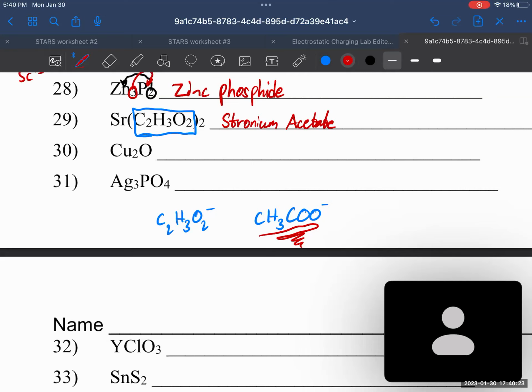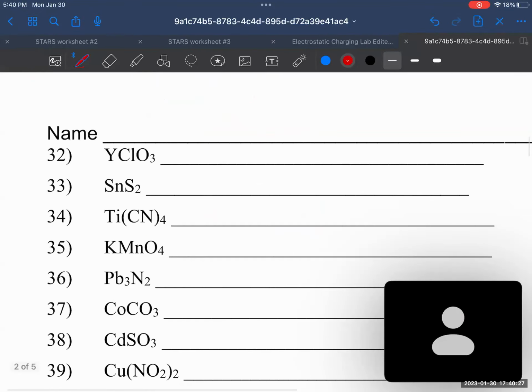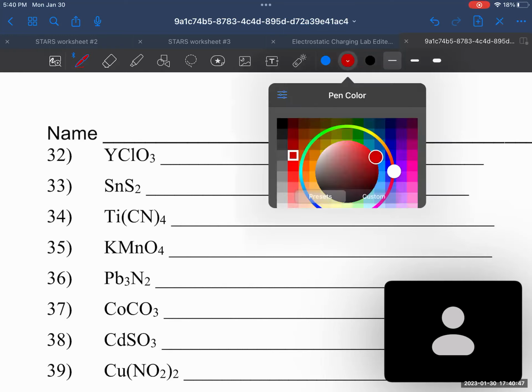You should do number 32. Number 32. We got a request for number 32. All right. Number 32. Y ClO3. Now you might be thinking, why do I care? Terrible joke. Anyway, what is this Y? Is it an element? What is this Y that I keep seeing on my page? Why am I even doing this problem?